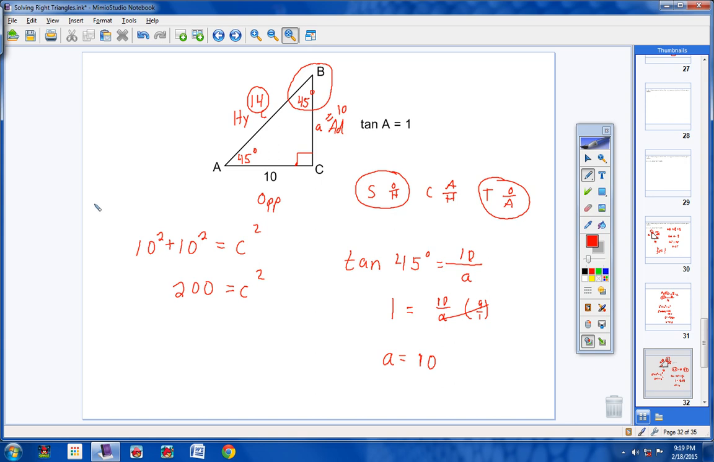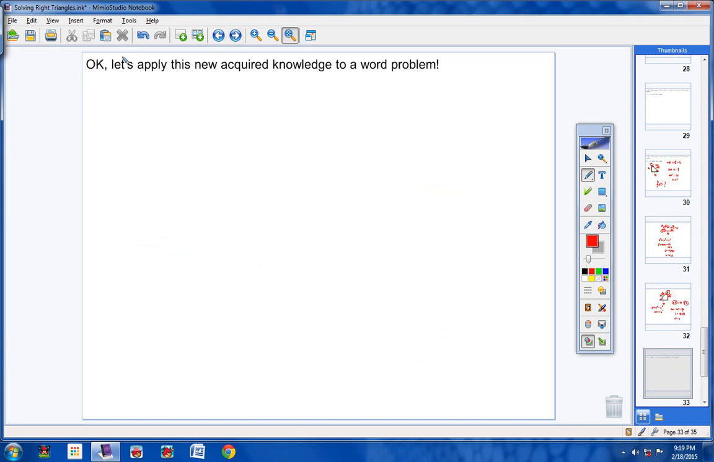Okay? So there we go, guys. We solved another right triangle. Listen, if you know two angles, the first thing you do is find the third angle. If you know two sides, the first thing you do is find the third side using the Pythagorean Theorem. And then from there, you're going to use your trig ratios to find other missing sides or other missing angles. Okay? Now, let's apply this newly acquired knowledge to a wonderful, exciting, awesome word problem.